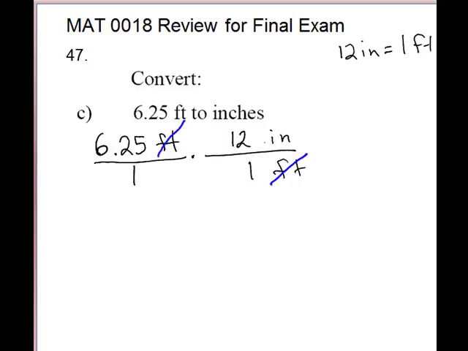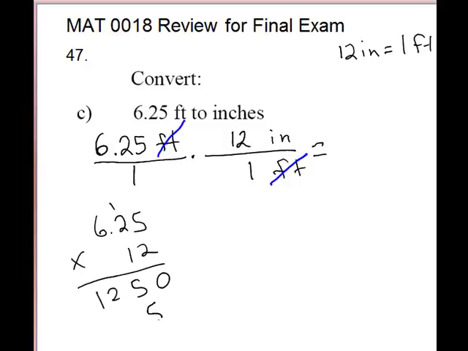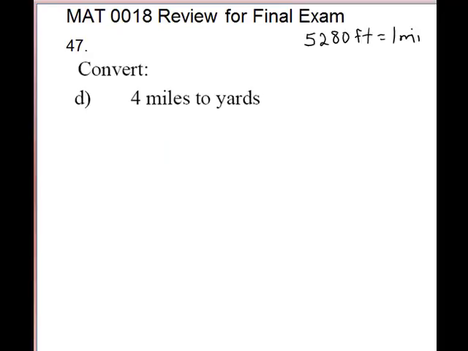And now because these are both on the numerator, it's going to just be a multiplication. So we'll multiply across. We have 6.25 times 12. And remember, with decimals, you have to count in decimal spaces. So it will be 75. You can drop the zeros once you have placed the decimal. So 75 inches.